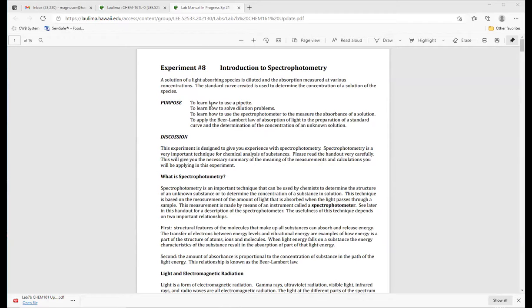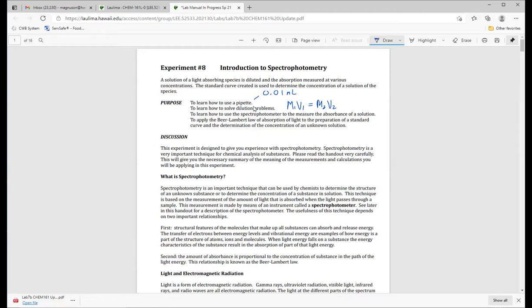You're also going to learn to solve dilution problems. You're just going to use, you guys should know this, right? So this is a good time to practice this. This is going to be M1 V1 equals M2 V2. And the precision of these pipettes, they're precise to 0.01 milliliters. So those pipettes are very precise instruments.